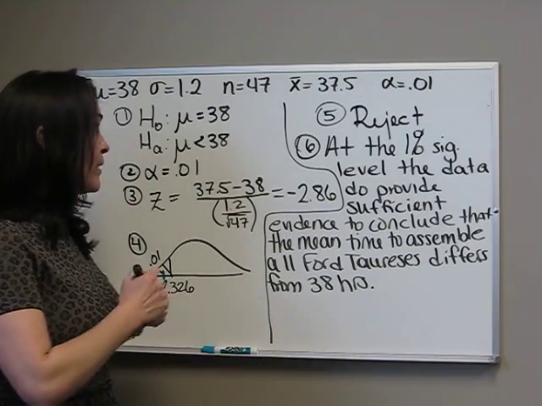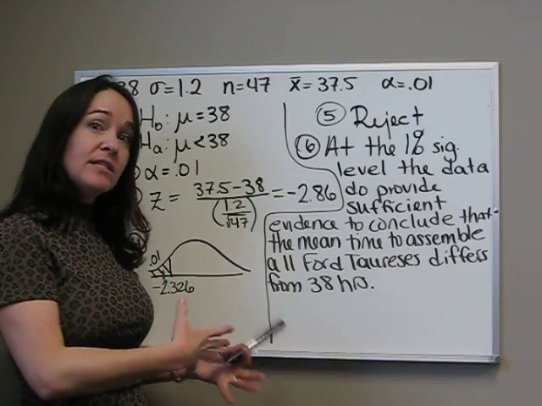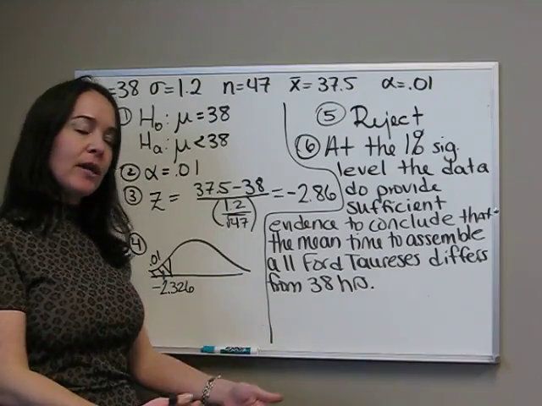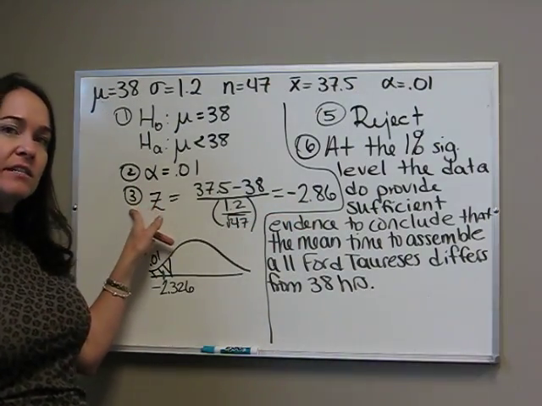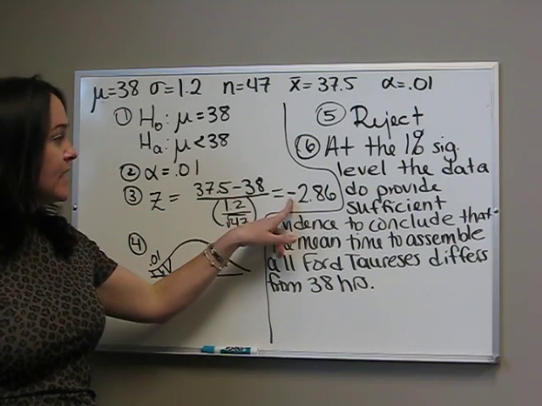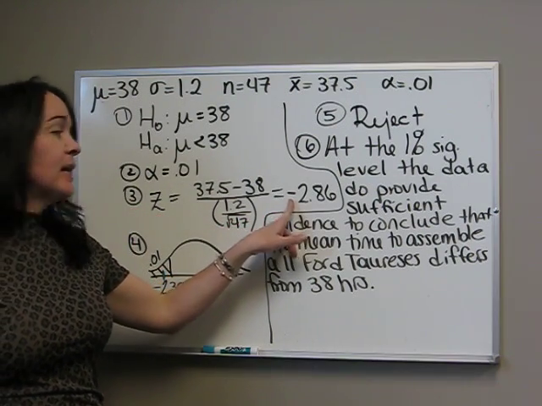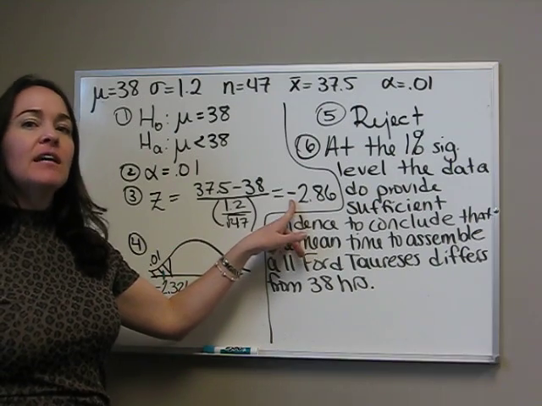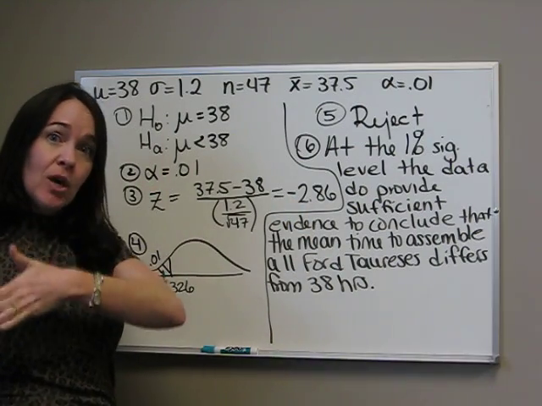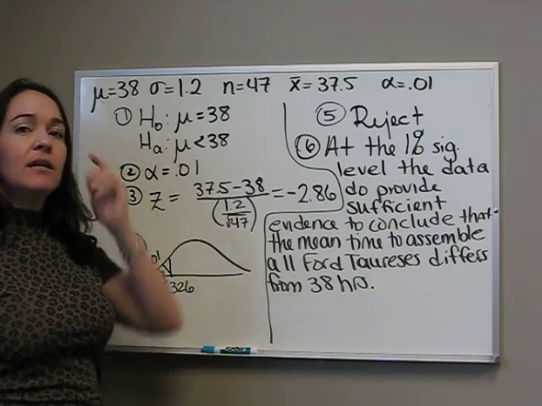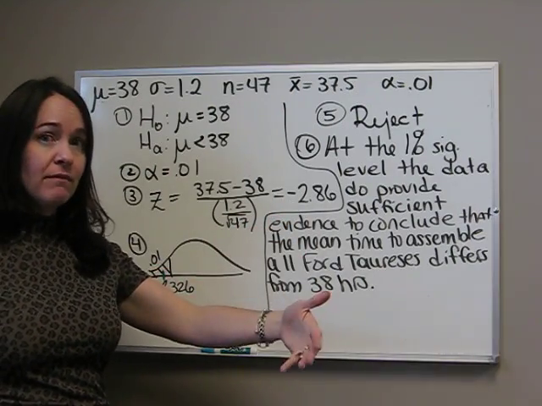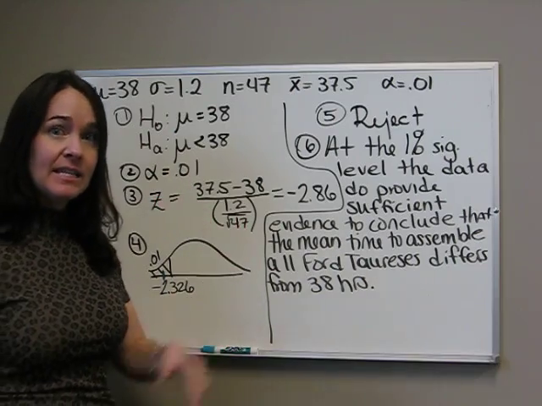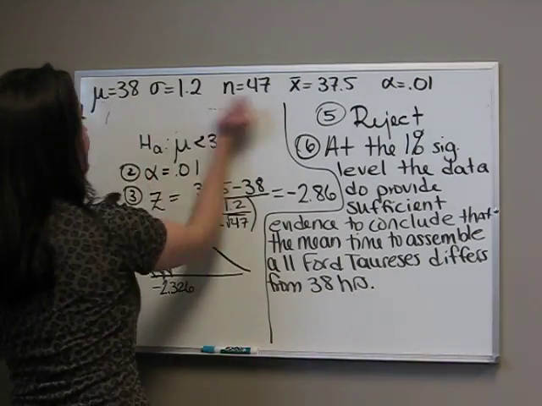Now we want to put, well, we know it's different, but is it less than or greater than? Well, based on our z-score, our test statistic, number 3, we see that we have a negative z-score. Anytime you have negative, that means it's significantly lower than the mean. If it was a positive z-score, that means it would be significantly above the mean. So this means it's less than the average.